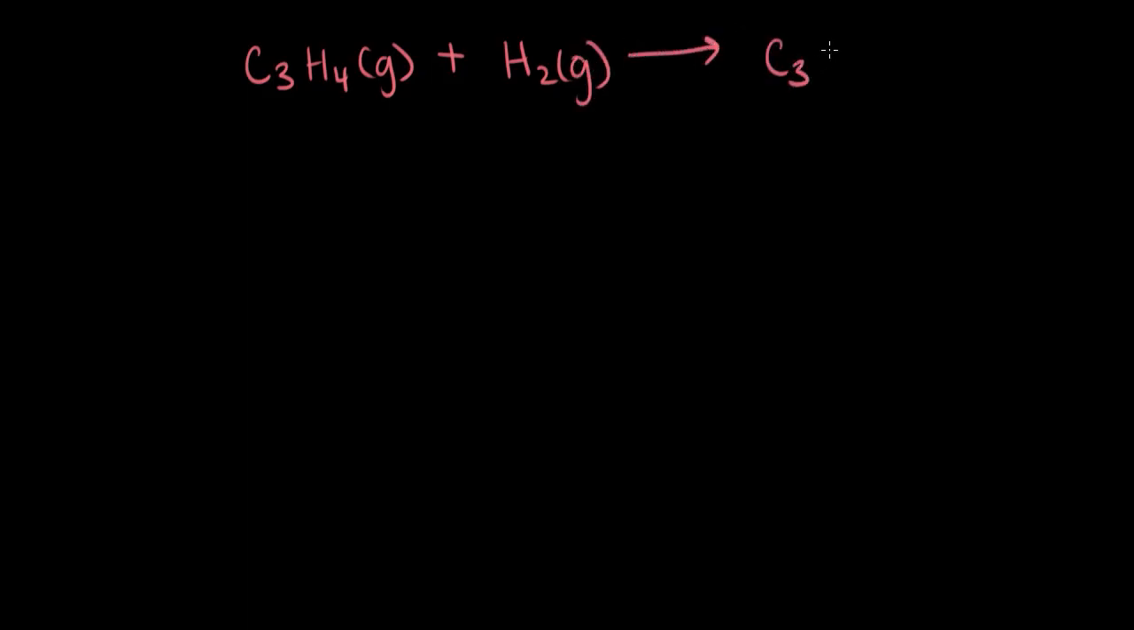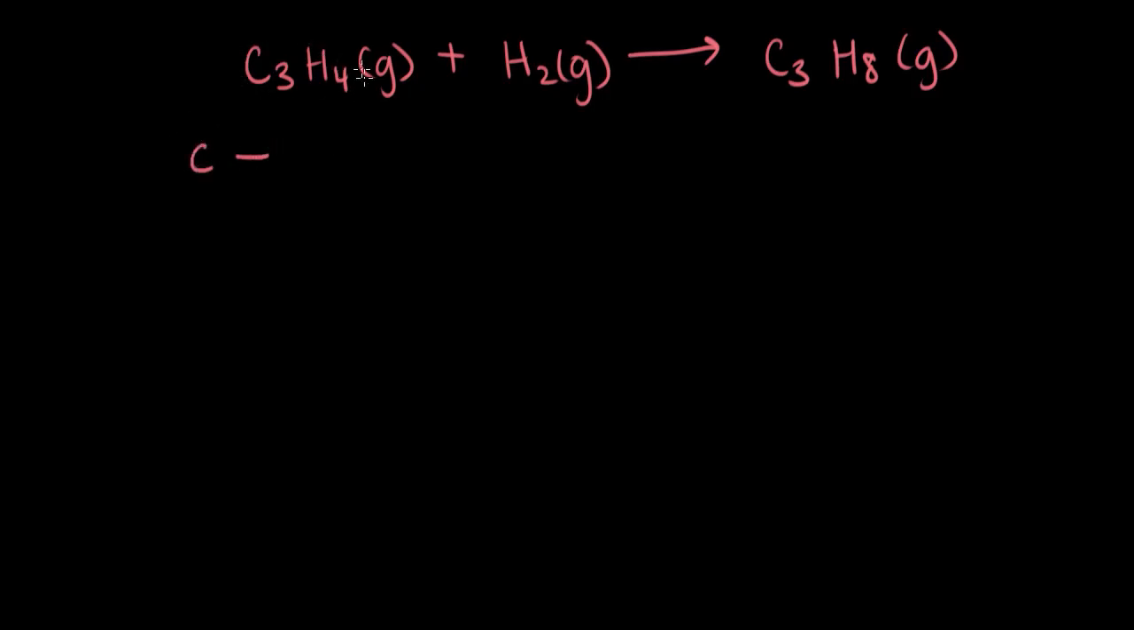The example reaction is taking propyne, which is C3H4 gas, and reacting it with hydrogen gas to get propane, C3H8 gas. And I don't know about you, I'm pretty bad at looking at a chemical formula like this and knowing exactly what the molecule looks like. So I'm going to draw out the Lewis structures.